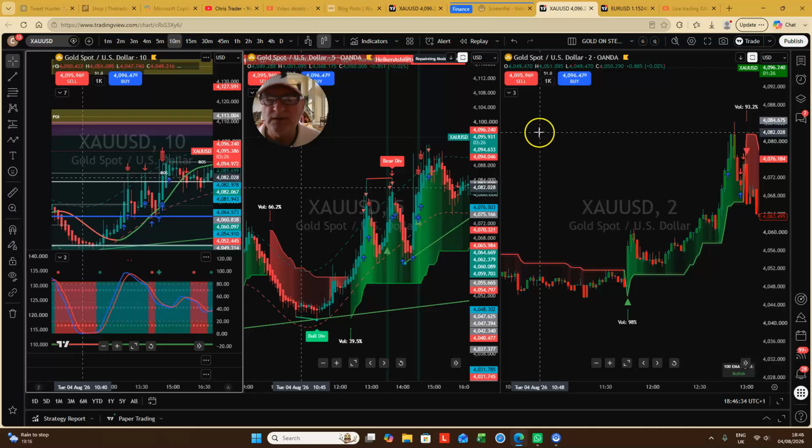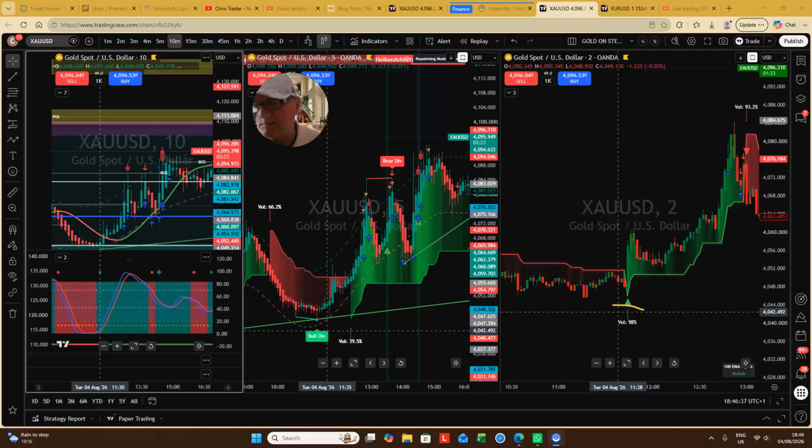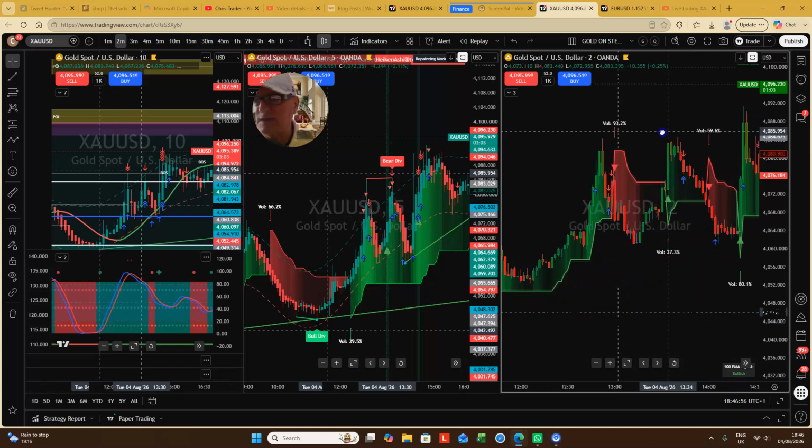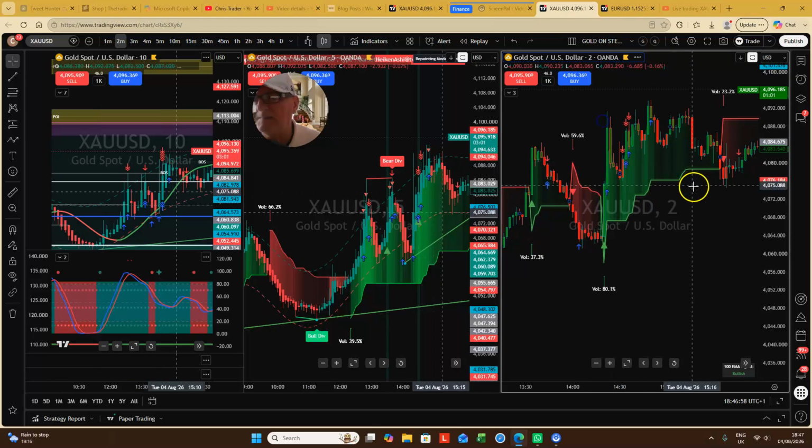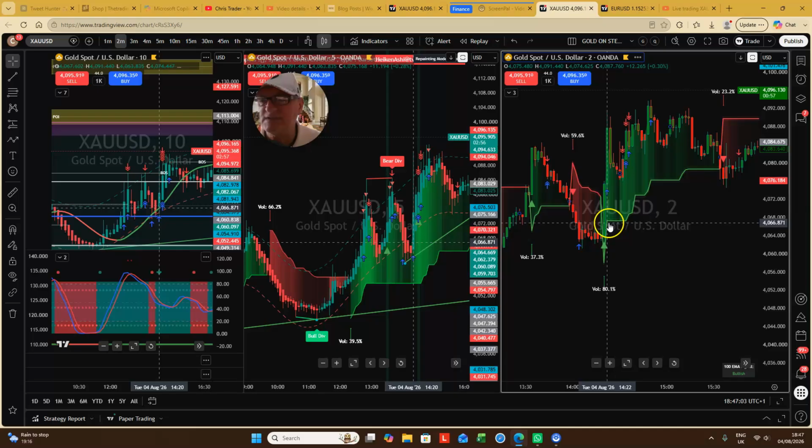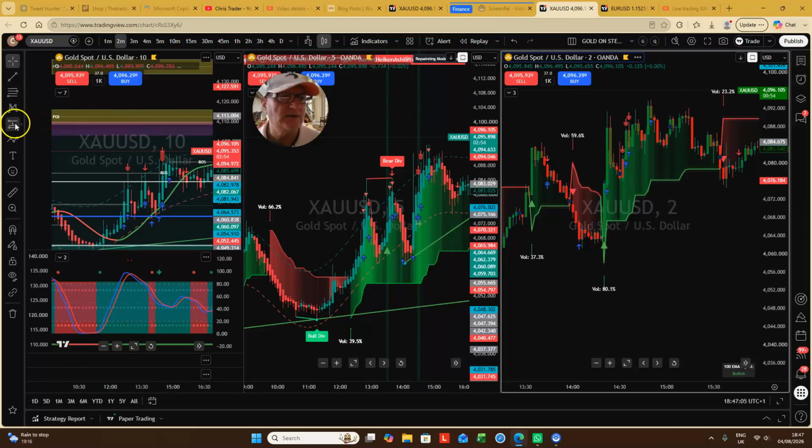So the important part here is this number. This says 39.5, but this says 98%, which is as high as it gets in terms of volume. And what happens then? Of course, the price continues up and up and up. It's a 2-minute chart, so you're going to get these cross downs and you're going to get these opportunities. 80% chance there. So let's have a look at that.